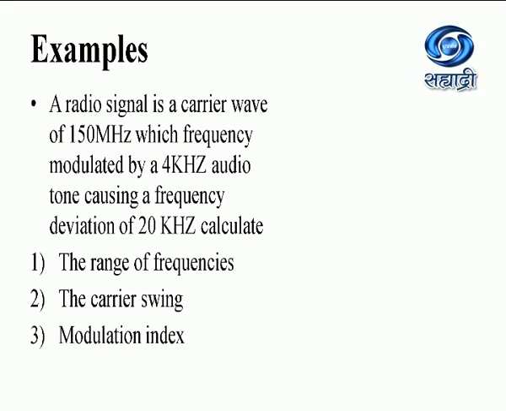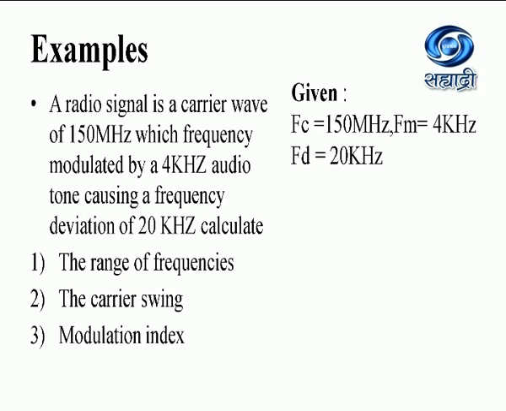So let's start with the FM example. A radio signal is a carrier wave of 150 MHz which is frequency modulated by a 4 kHz audio tone causing a frequency deviation of 20 kHz. Calculate the range of frequency, the carrier swing and the modulation index. This example is from the board exam. So let's start with the solution.